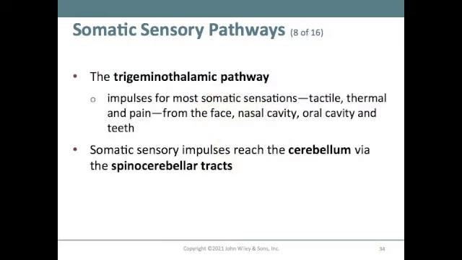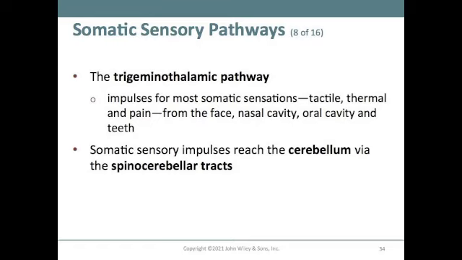Moving on to the trigeminal thalamic pathway, nerve impulses for pain, temperature, touch, and proprioception from the face, nasal cavity, oral cavity, and teeth ascend to the cerebral cortex via the trigeminal thalamic pathway. Primary neurons of the trigeminal thalamic pathway extend from sensory receptors in the face, nasal cavity, oral cavity, and teeth into the pons through the trigeminal 5 nerves. The cell bodies of these first-order neurons are in the trigeminal ganglion.